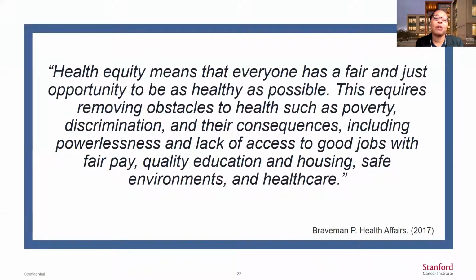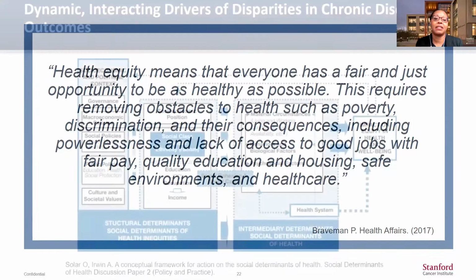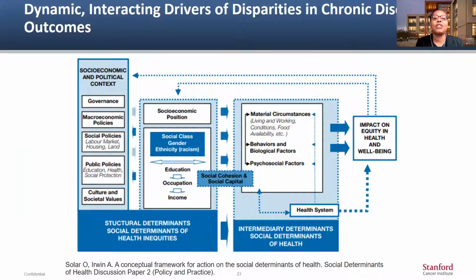Paula Braverman came up with a really great description of what it means to say health equity, and it really means fair and just opportunity. It's really about removing barriers to health, whether that's in the social, political, or economic context, or in the healthcare system. Next slide, please. And this is just one of many frameworks that I've seen related to health inequities.